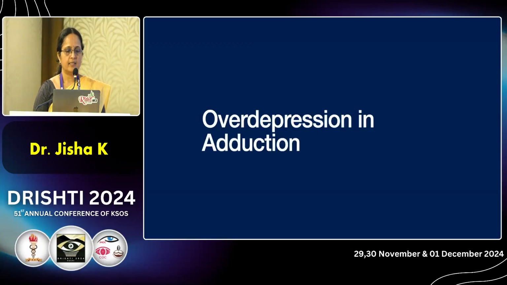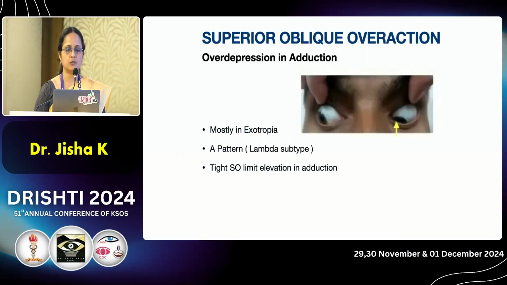And the second set of vertical deviations is over-depression in adduction. It is taken as superior oblique overaction. It is mostly seen in exotropia, but it can occur in esotropia also. And the horizontal strabismus can have an A pattern with divergence in down gaze, mostly the lambda subtype of A pattern.